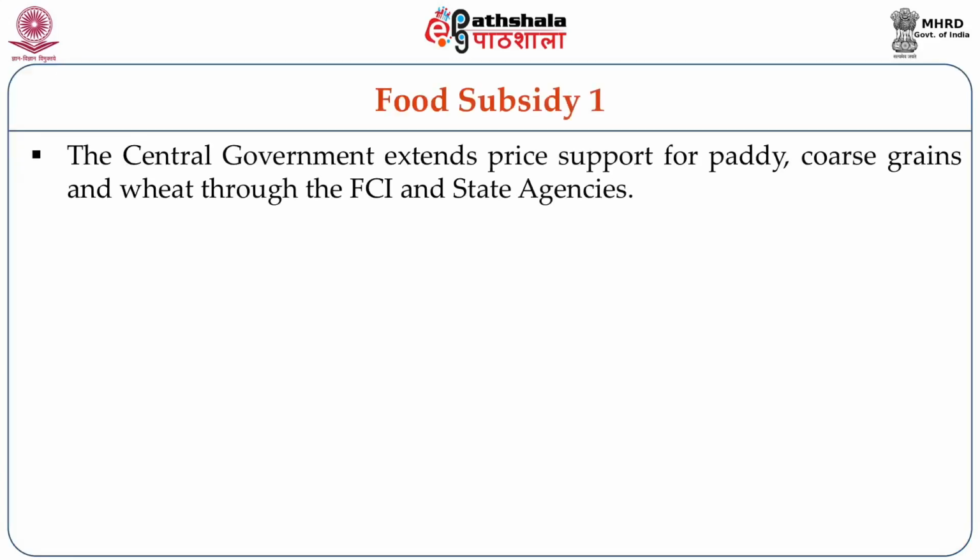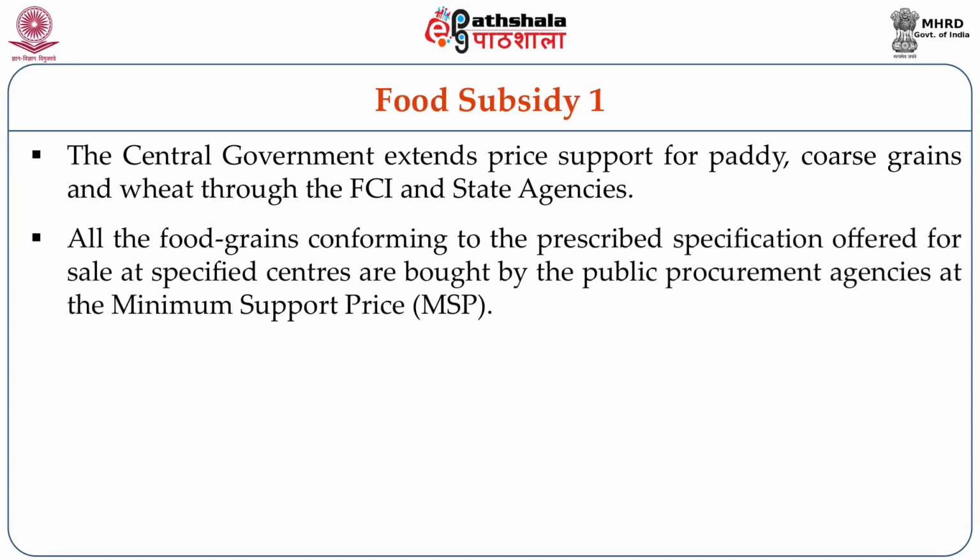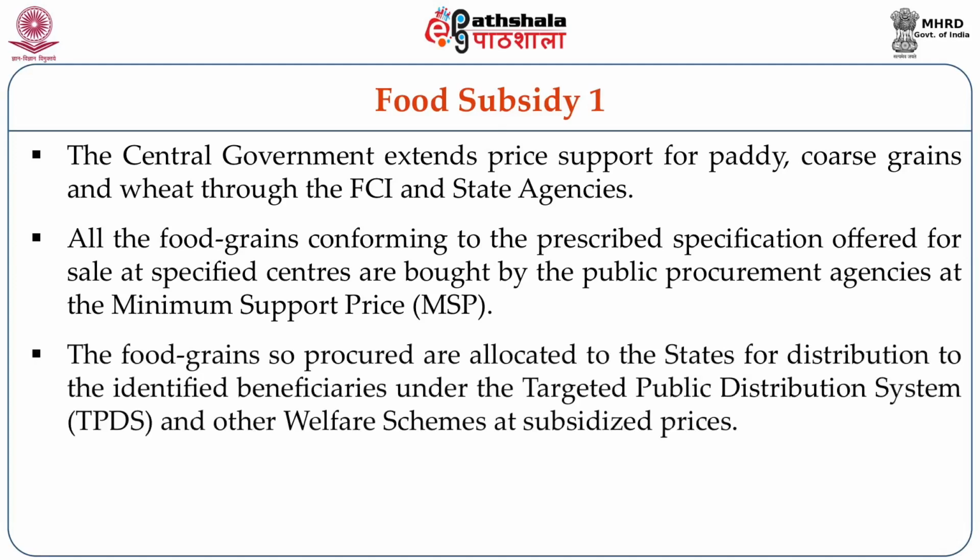Under the price support policy, the central government extends price support for staple food grains such as rice, paddy, coarse grains, and wheat through the Food Corporation of India and state agencies. All the food grains conforming to the prescribed specifications offered for sale at specified centers are bought by the public procurement agencies at the minimum support price, or MSP. The food grains so procured are allocated to the states for distribution to the identified beneficiaries under the targeted public distribution system and other welfare schemes at subsidized prices.